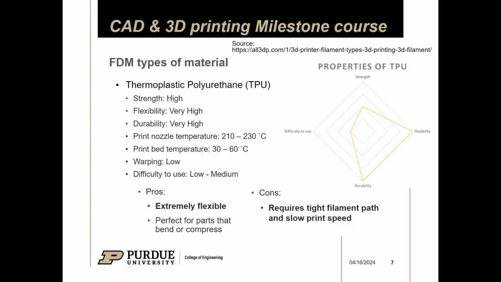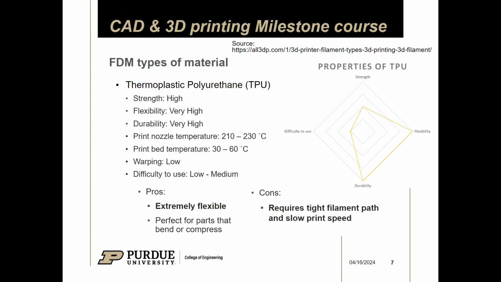TPU is a very interesting filament. It's one of the more flexible ones. So this is one that you could get to be like a squishy ball, depending on your application. TPUs come in a wide variety of hardnesses. So you can get really soft TPUs that you can basically slam your hand down and the print will compress. But then you can get harder TPUs that are harder to compress, if that makes sense.